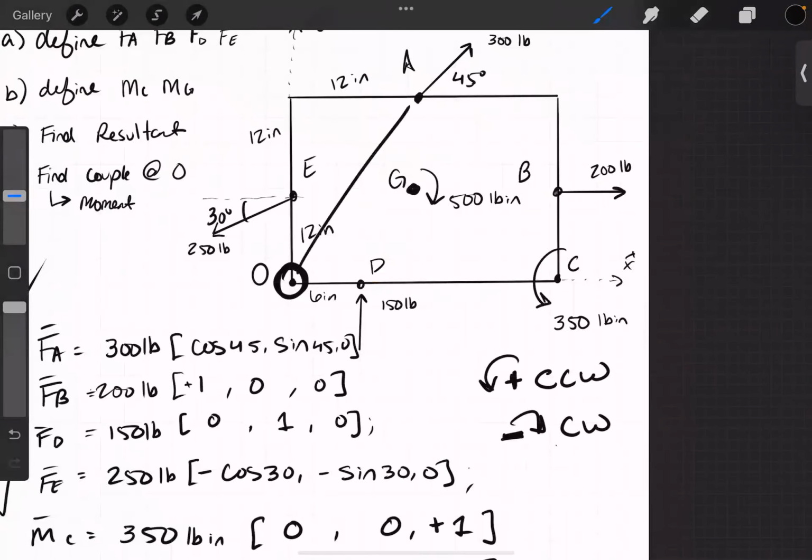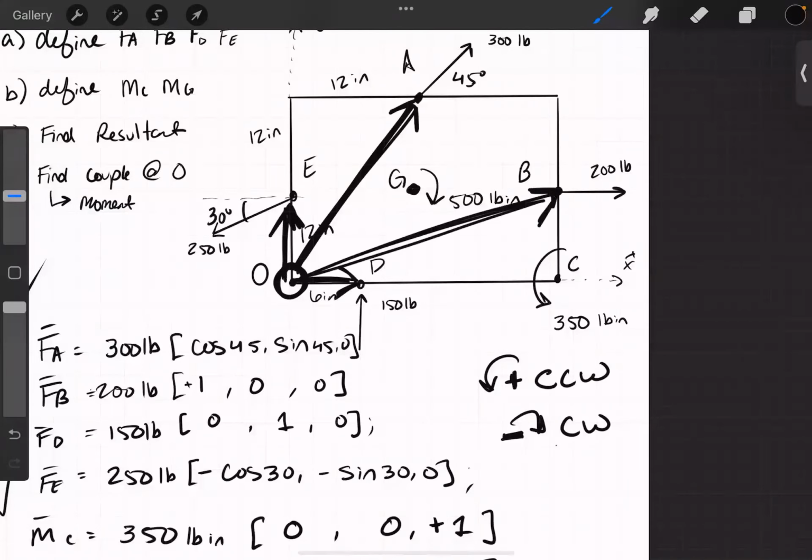For A, the tip is going to be at point A, the tail at O; the tip at E, tail at O; the tip at D, tail at O; and the last one, tip at B and tail at O. Do I need moment arms for the moments?